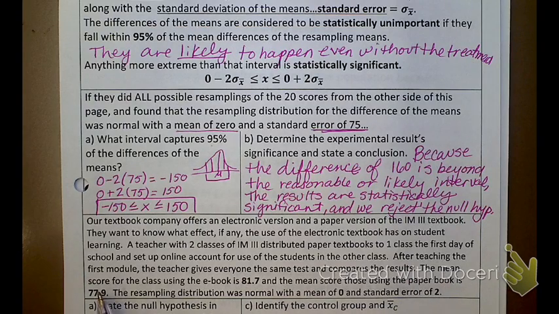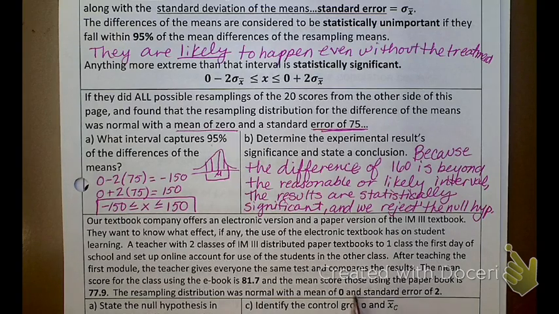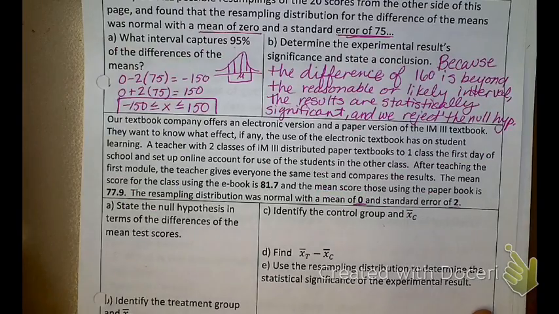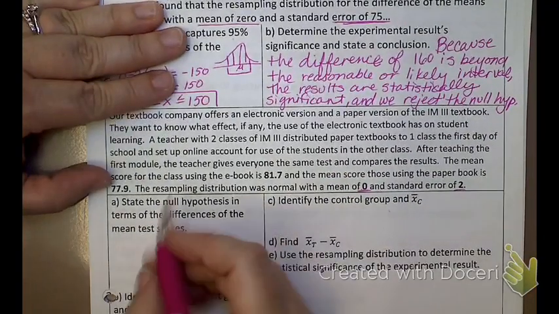The mean score for the class using the e-book is 81.7, and the mean score of those using the paper book is 77.9. The resampling distribution was normal with a mean of 0 and a standard error of 2. State the null hypothesis in terms of the differences of the mean test scores.